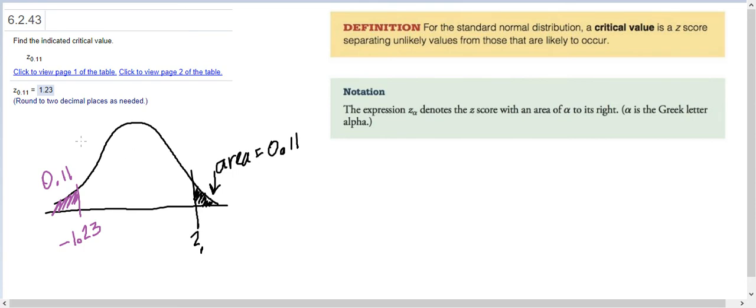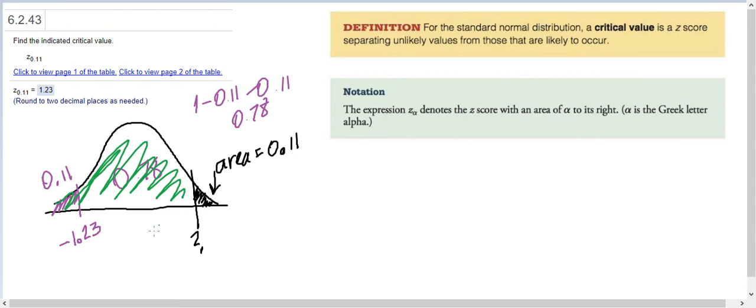The total area needs to be 1. So we do 1 minus 0.11 minus 0.11, we get 0.78. That's the area here in the middle. So if you tell the calculator, remember it goes area from the left, if you take 0.11 plus 0.78, you're going to get 0.89 as the total area under here. Let me get a different pen color here. So this whole green area is 0.89.